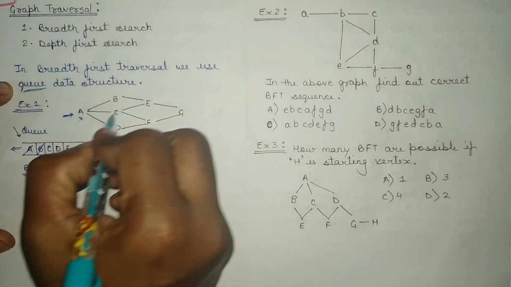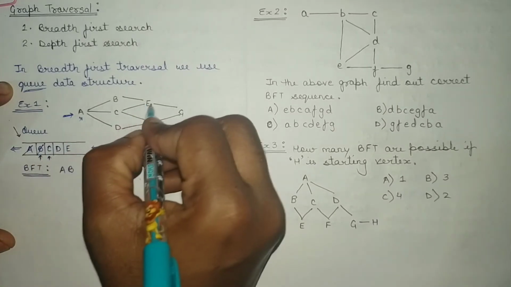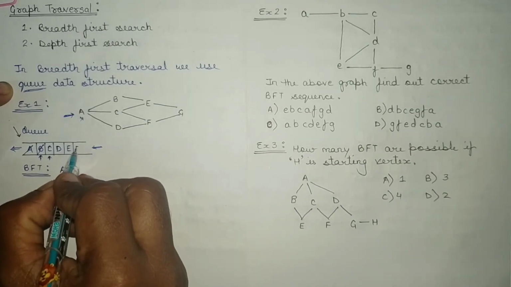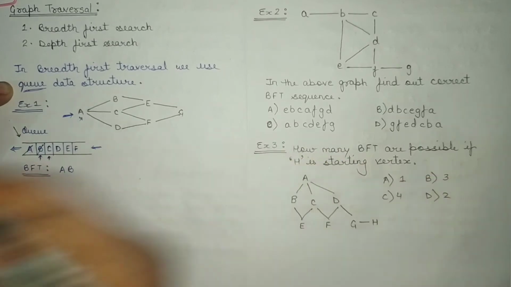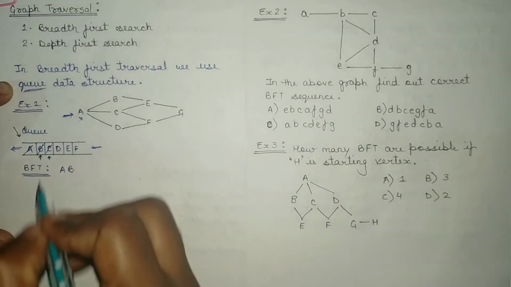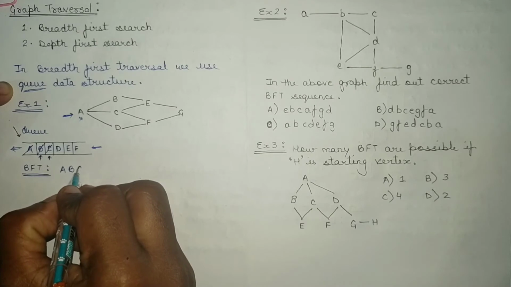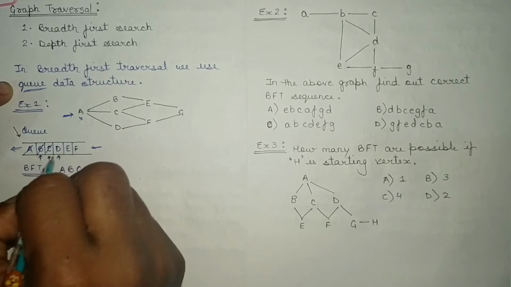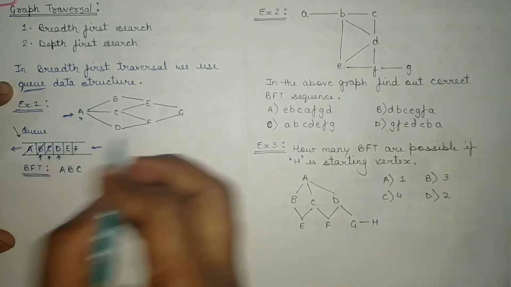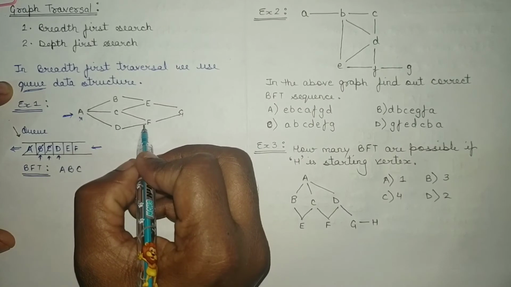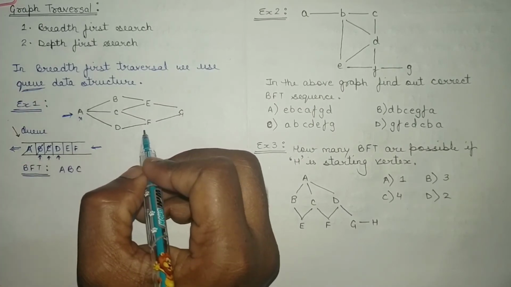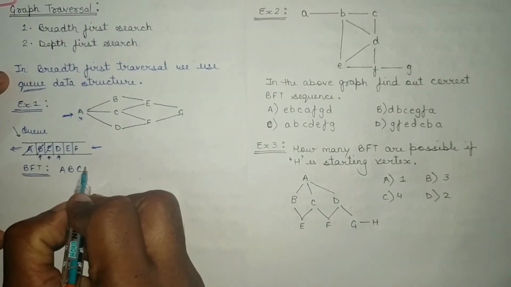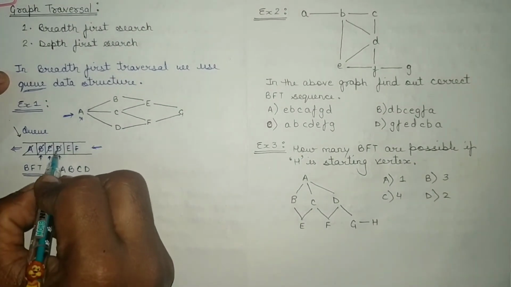Now next is C here. Now check the adjacent for C. The adjacent for C will be E and F. E is already traversed but F is not, so I'll be inserting F into the queue, and now there are no adjacent available for C, so we'll be printing C. Next move on to the next element in our queue, which is D. What are the adjacent of D? A and F, but A and F are already traversed, so we will not be focusing on A and F. So D will also be printed because there are no adjacent to D which are left.